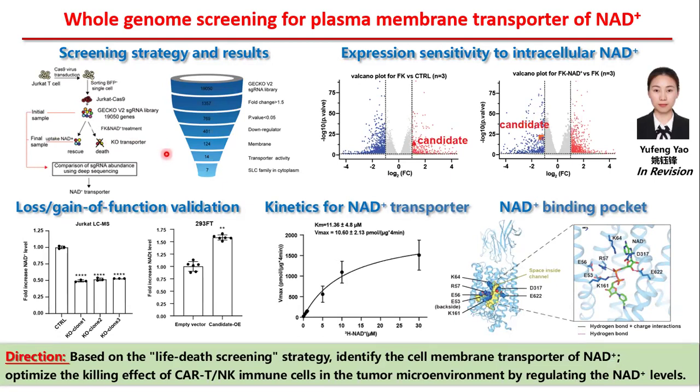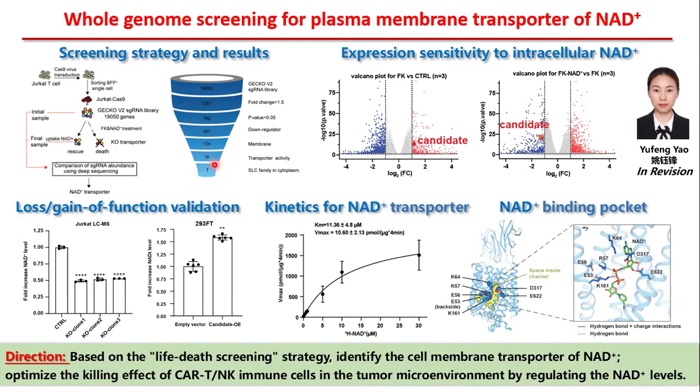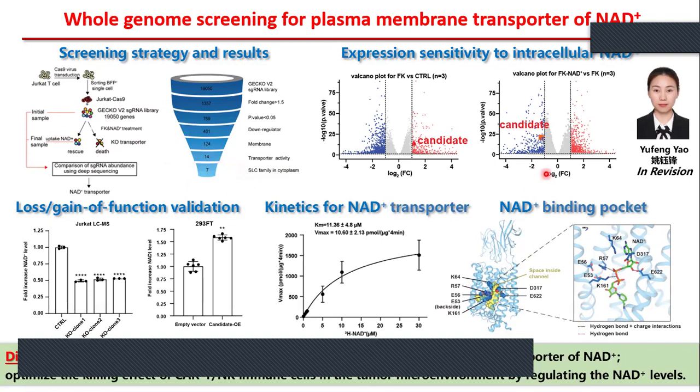In this scenario, if we also knock out the genes one by one, and if we knock out the right gene for the NAD uptake, the cells can no longer keep the NAD concentration, so the cells are going to die. So with this life and death screening strategy combined with RNA-seq, we pinpointed the NAD transporter on the cell membranes, and hopefully we can update this story in the next seminars.